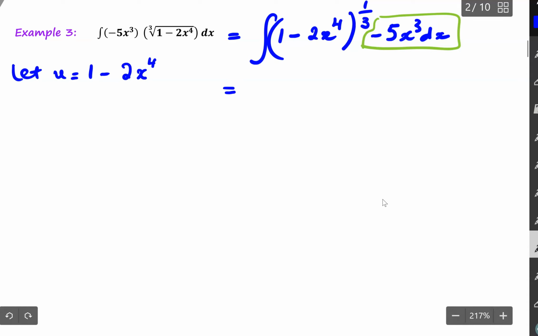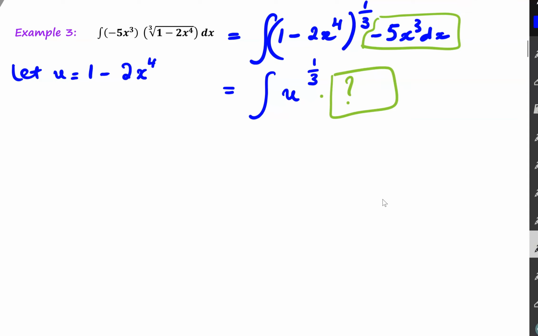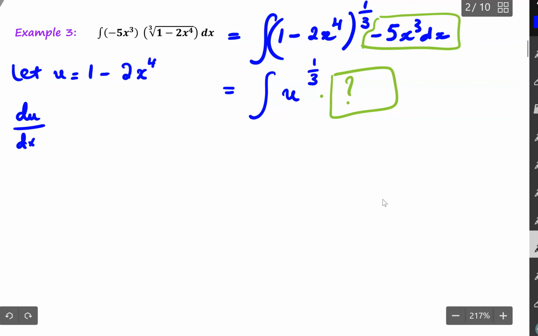If you do that, it means your integral of u to the 1/3, and we need to write something in here. We are going to figure out this question mark. In order to figure it out, I'm going to have to differentiate this u, take the derivative of u. The derivative of 1 is equal to 0. The derivative of negative 2x to the exponent 4: negative 2 times 4 gives me negative 8, and take 1 away from the exponent, it gives me 3.